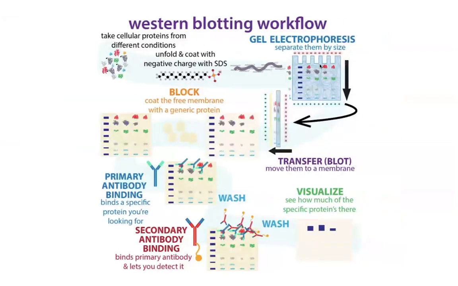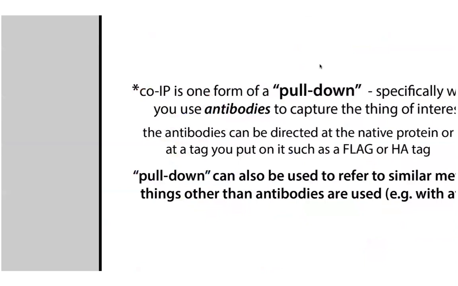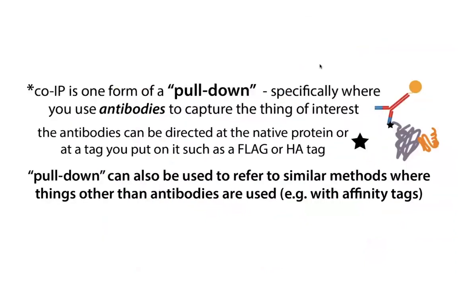And then there are methods that we can use to go and see what's bound. One of these methods is a Western blot, which we'll talk more about, which basically takes one of those SDS-PAGE gels and then goes and probes to look for whether specific proteins are present in that gel. A co-IP is one type of pull down, but we can also use other types of pull downs where instead of using antibodies, we use things like the kind of resin that we use when we're doing purification.